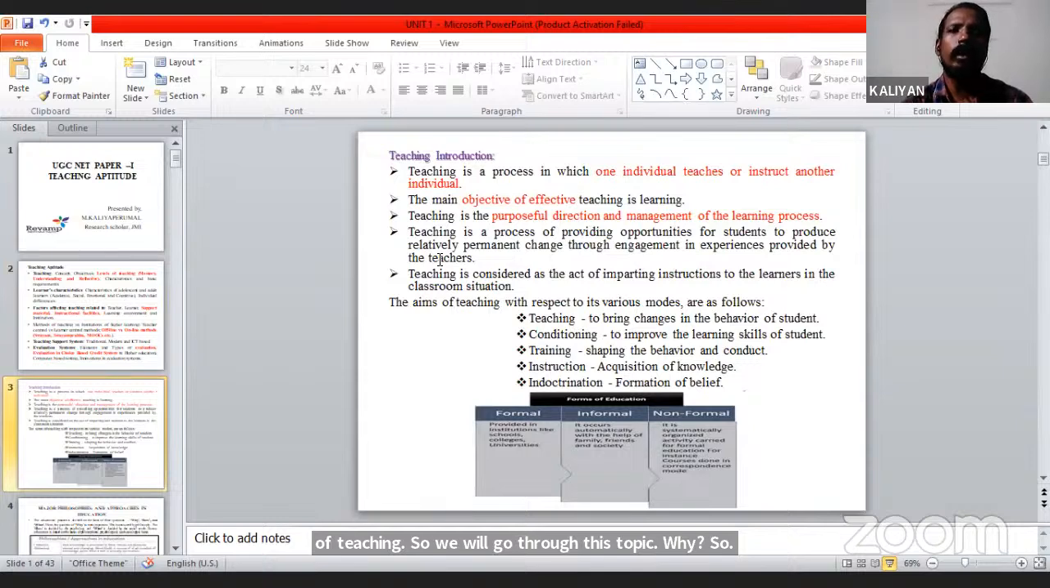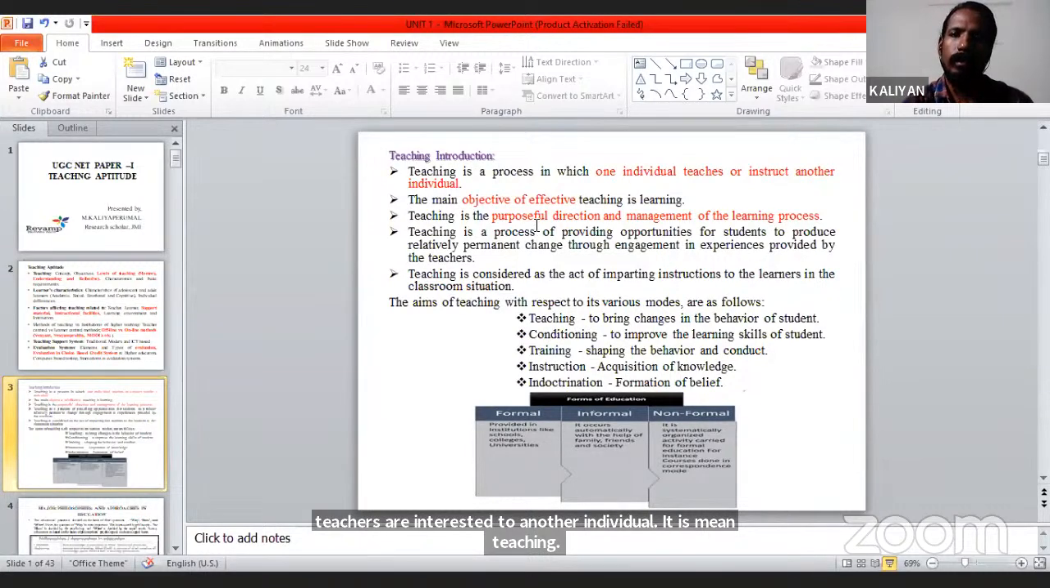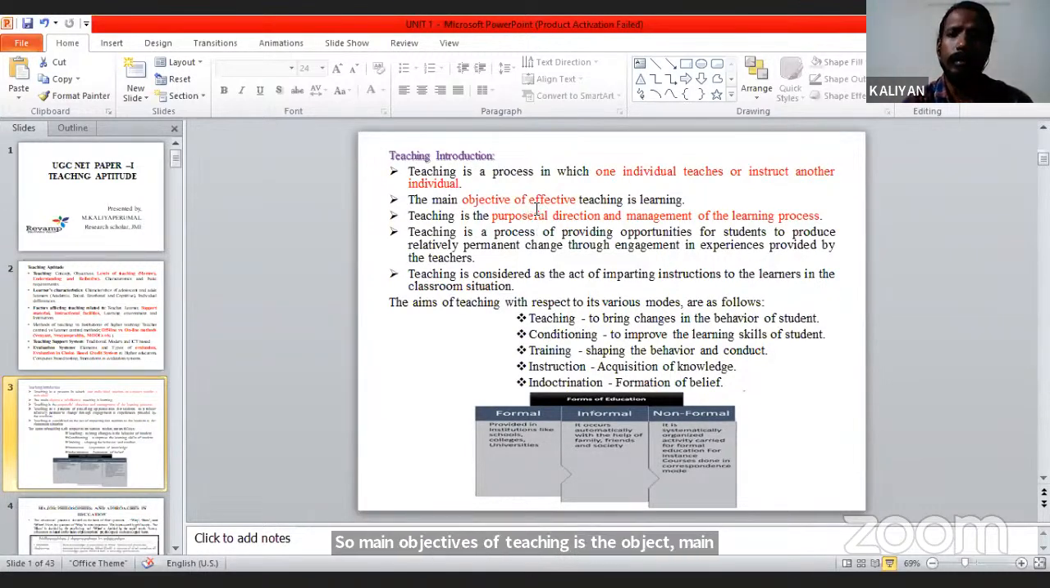Teaching is a process in which one individual teaches or instructs another individual. The main objective of effective teaching is learning. Teaching is the purposeful direction and management of the learning process. It is a process of providing opportunities for students and producing relatively permanent changes through engagement in experience provided by the teachers. Teaching is considered the act of imparting instruction to learners in the classroom situation. Nowadays it is changing, with online and other methods also there.